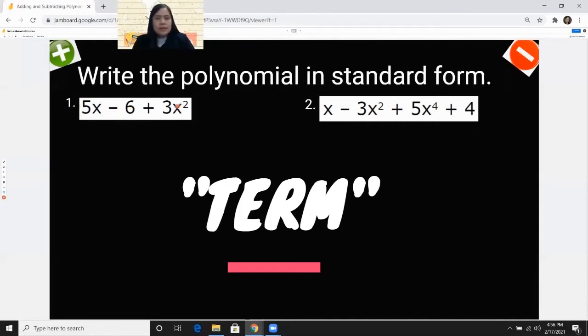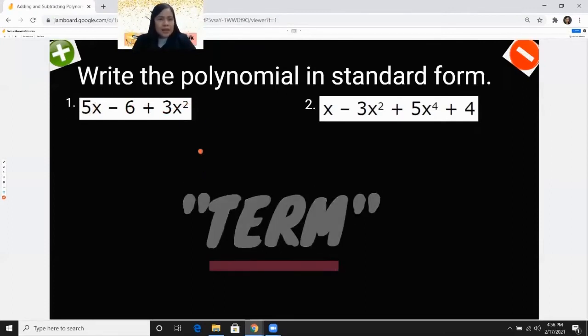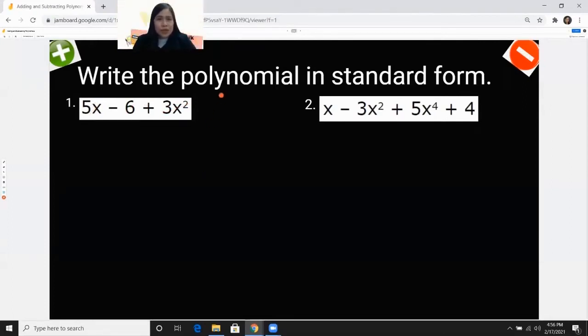In this given polynomial, we have 1, 2, and 3 terms. So we have 3 terms, and 3 terms under polynomials is what we call a trinomial. Polynomials can be classified as monomials, binomials, trinomials, and polynomials. Mono means one term. Bi means 2, so we have 2 terms. Tri means 3, we have 3 terms. And poly means many, so we have many terms.